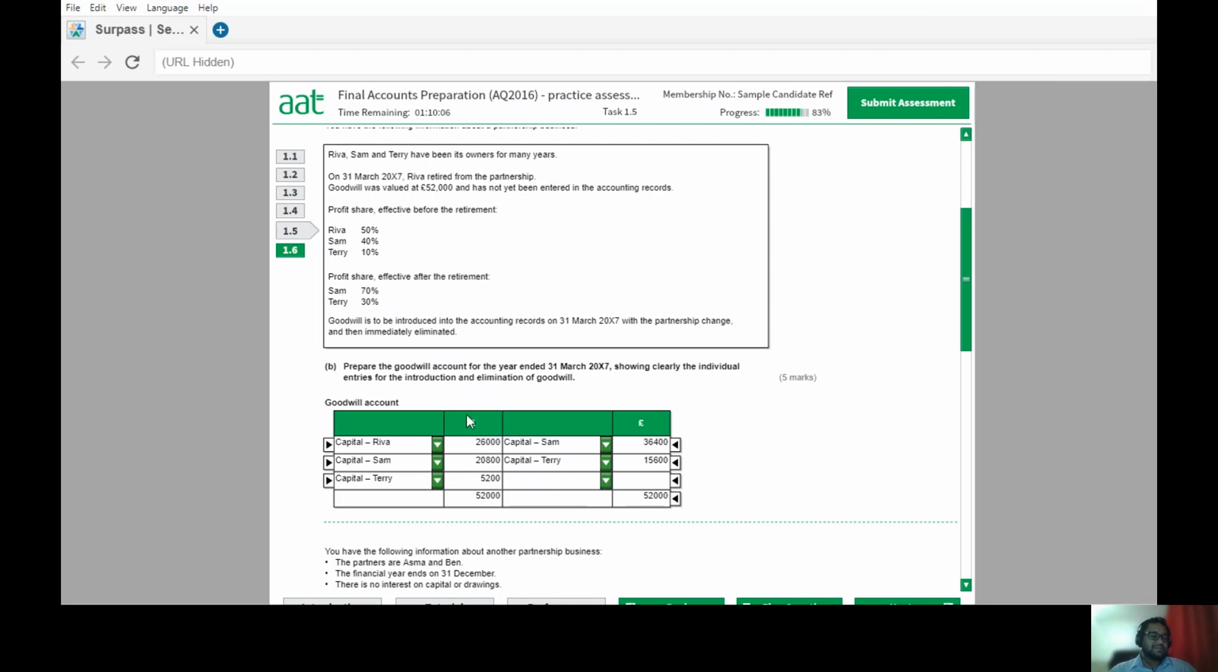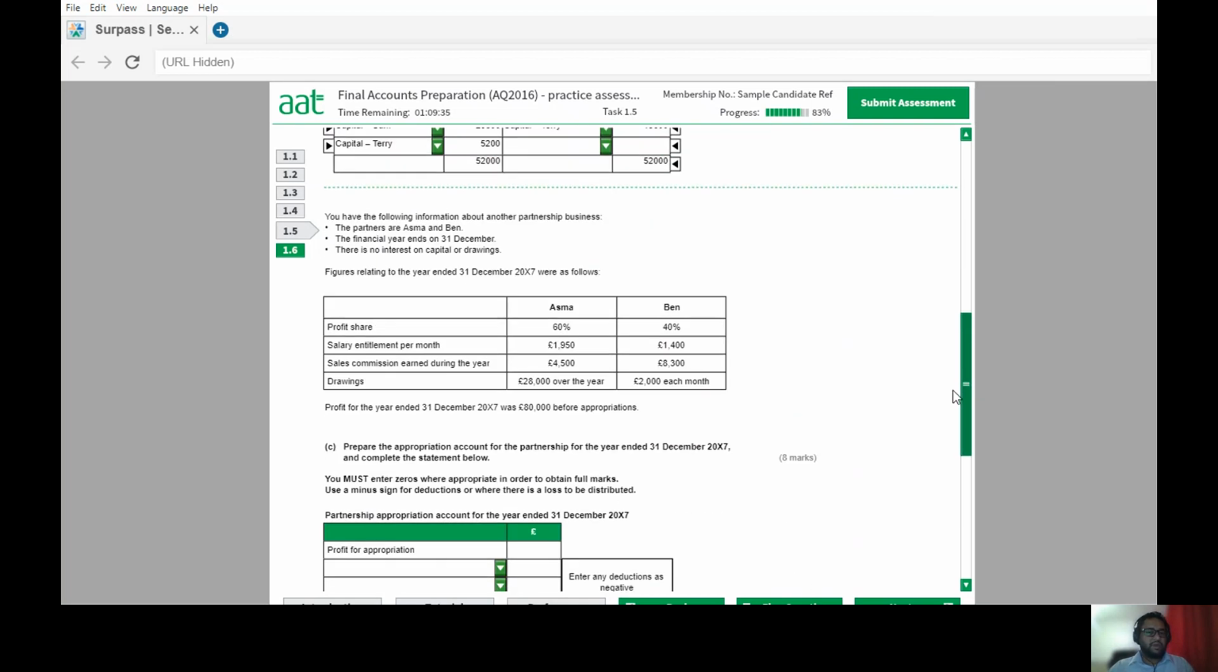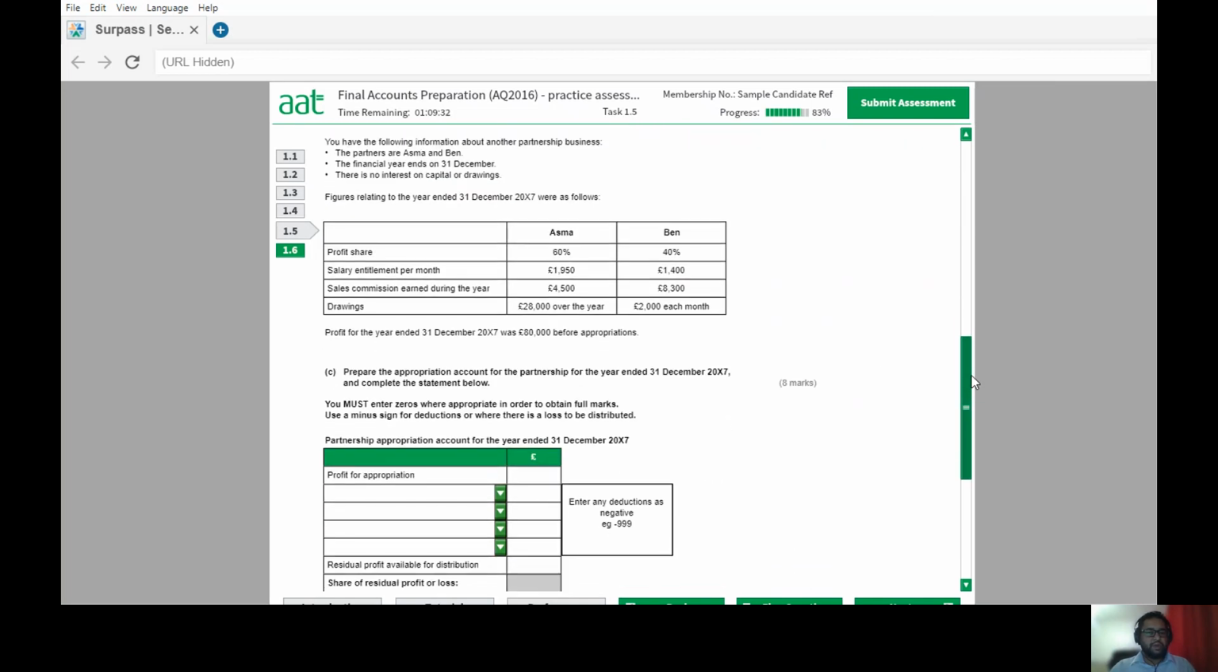Why? Because this goodwill is created and then written off at the retirement of the partner leaving the business. So what is eventually happening here is that Riva is walking away with an extra £26,000 in addition to whatever he or she has in the capital account and the current account, because that is the value of the goodwill left in the business for that particular partner. And then here is an even bigger question. This is something to do with the partnership account with Ben and Asma and Ben.